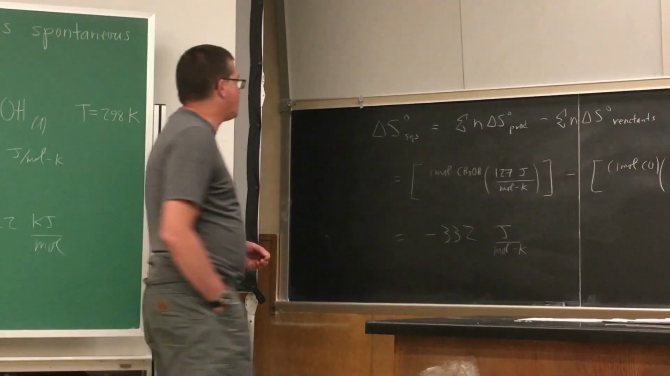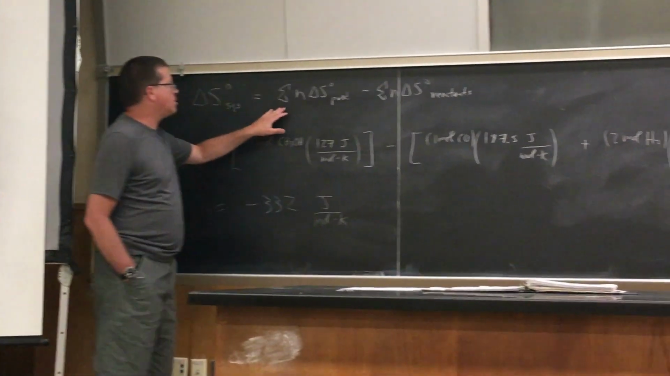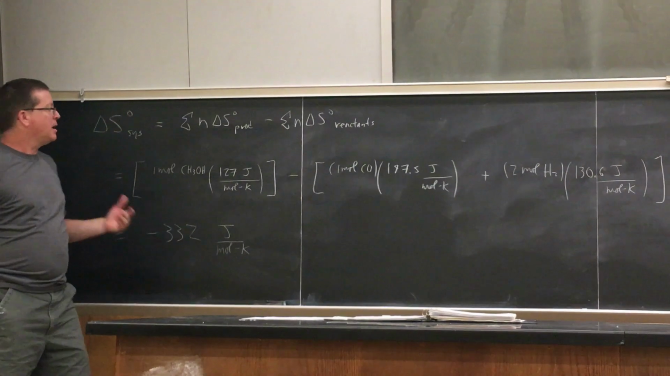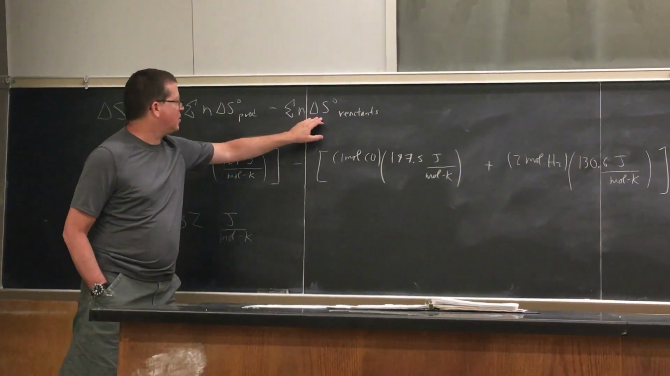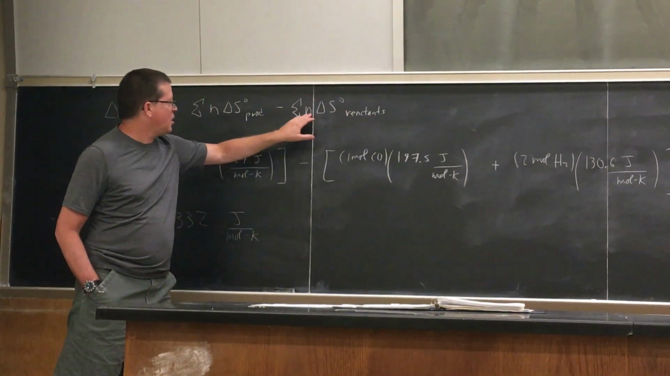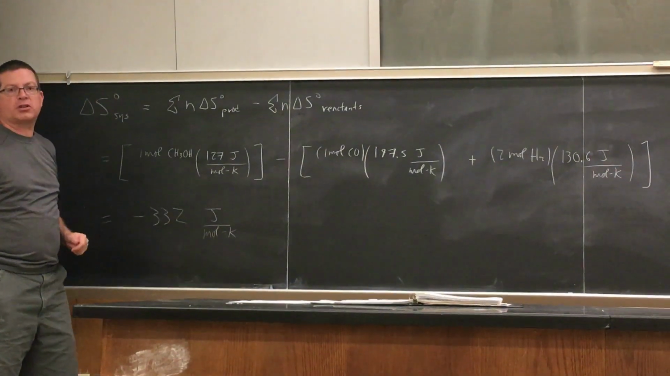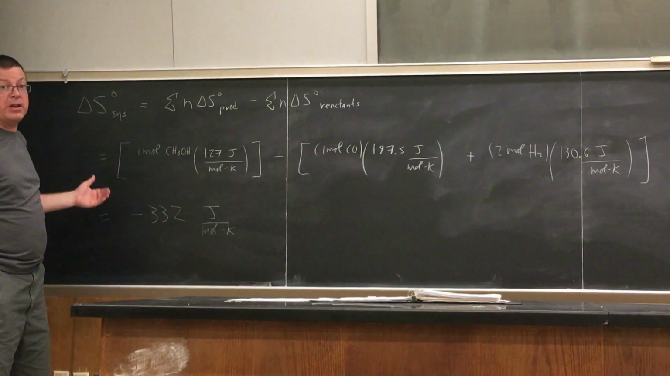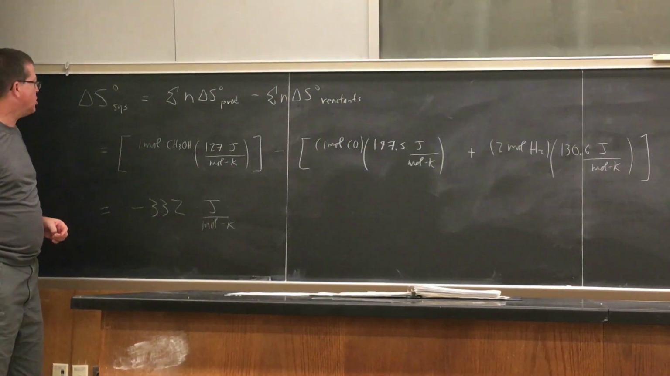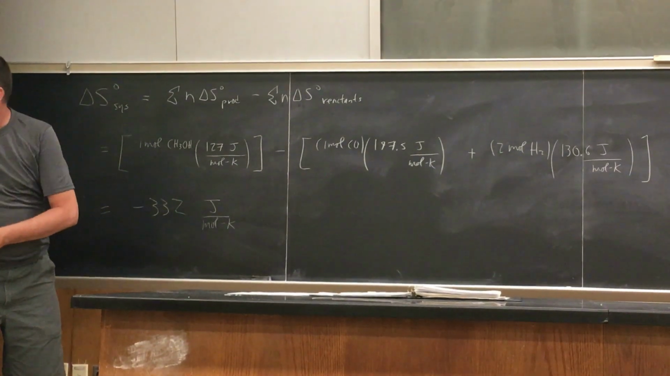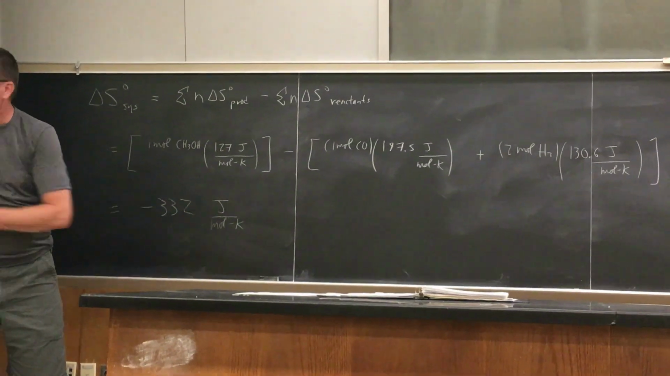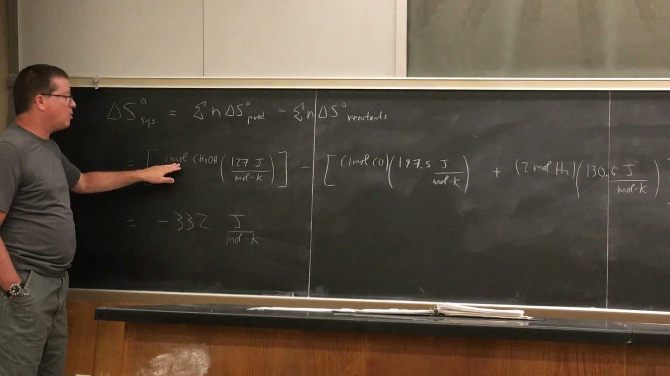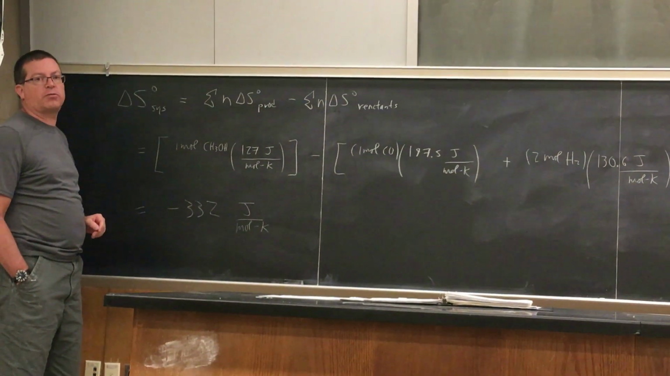So I can use my equation that I gave you before to do that, where we're looking at the summation of n times the delta S of the products minus the summation of n times the delta S standard state of the reactants, where the n's here represent stoichiometric coefficients in my balanced reaction equation. So just to review how to do this kind of calculation, let's take our numbers for our standard state entropies that we have over here on the opposing board, and let's place them in here, making sure that we put our stoichiometric coefficients out front.